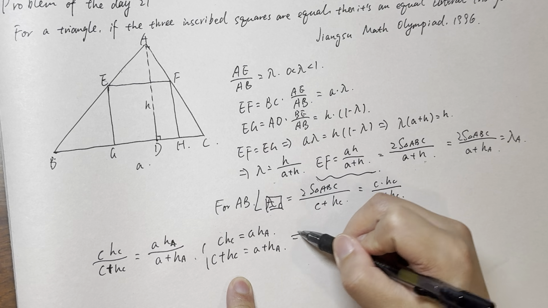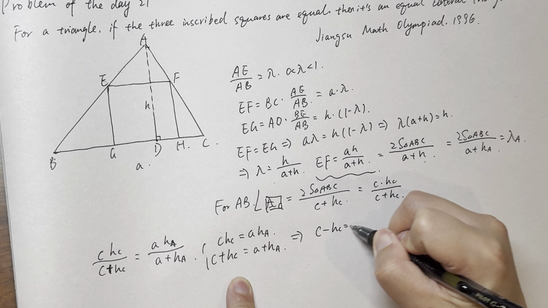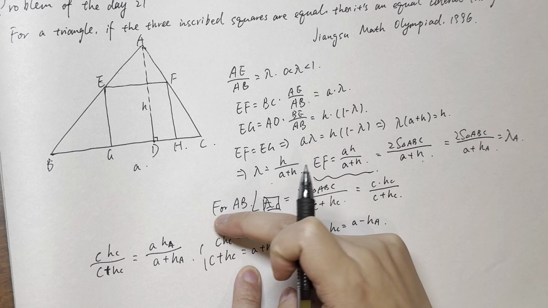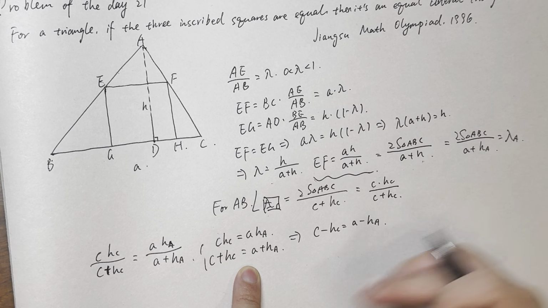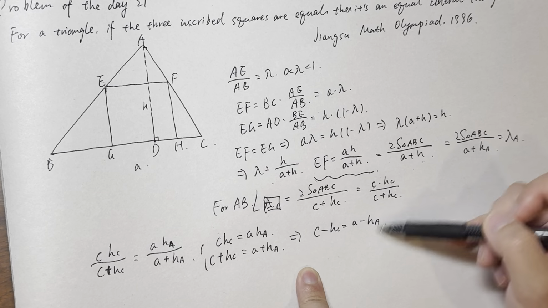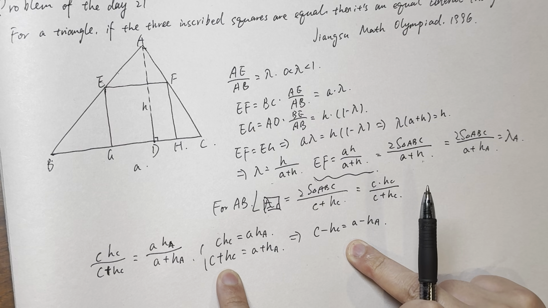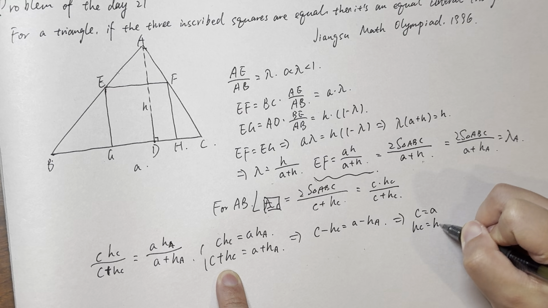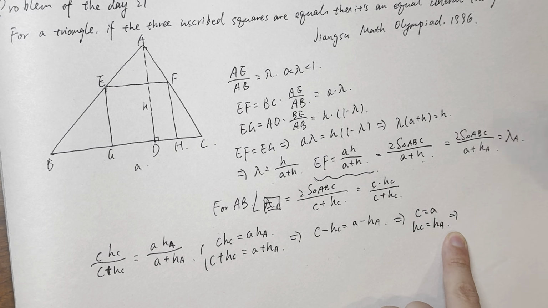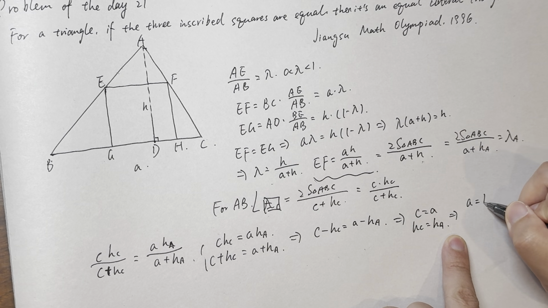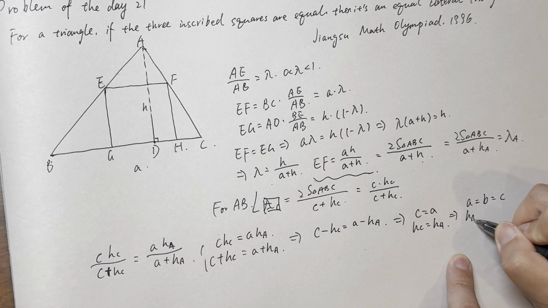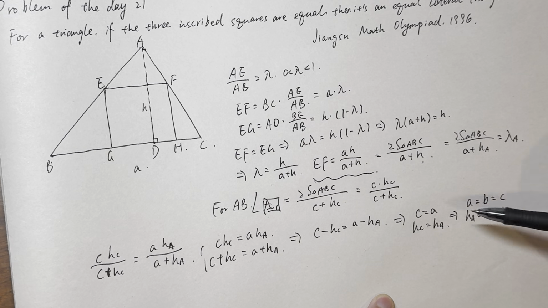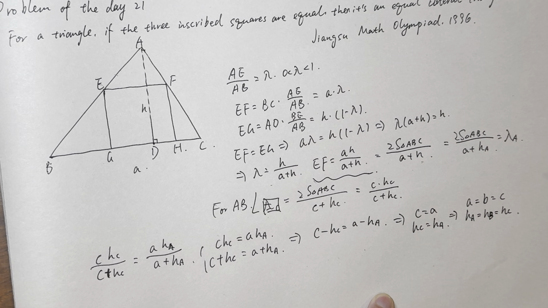Based on this, we can easily get that c minus h_c equals a minus h_a. We can square this and subtract 4 times the product, and then we get this one. Then we easily get that c equals a and h_c equals h_a. Similarly for the other side, so we finally get a equals b equals c, and h_a equals h_b equals h_c, which means this is an equilateral triangle.